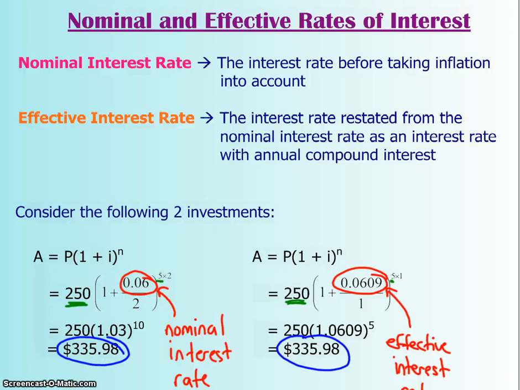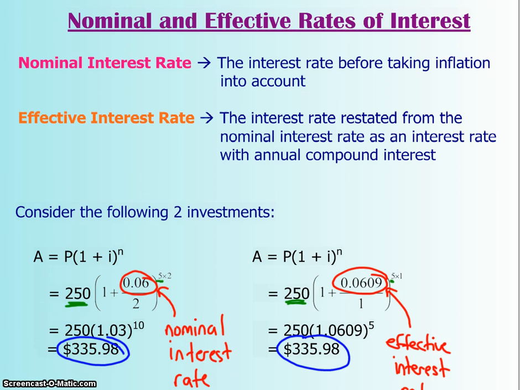This tutorial serves as a supplementary to the textbook. We're going to be talking about nominal and effective rates of interest. Nominal interest rates are interest rates that are affected by a certain number of compounding periods. So basically what we've seen in the past when we were talking about interest rates.